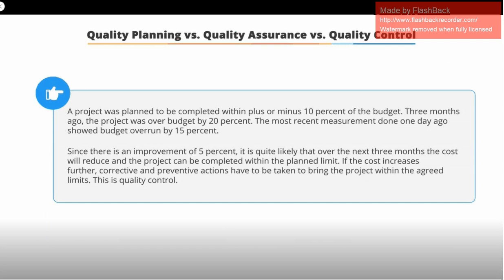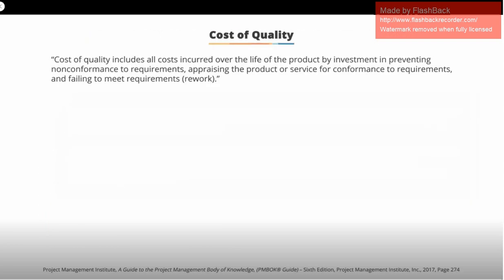This is quality control. In the next screen, let's discuss a few quality management concepts. The cost of quality is the cost that needs to be incurred to make a quality product. The sum of all the costs incurred ensuring that the project conforms to the requirements is called the cost of quality. The cost of quality can be broken down into two major categories.